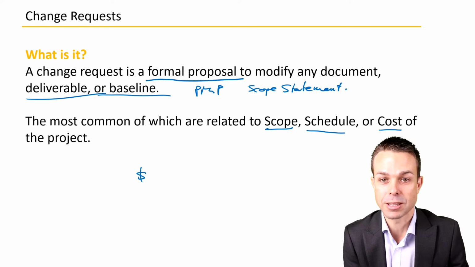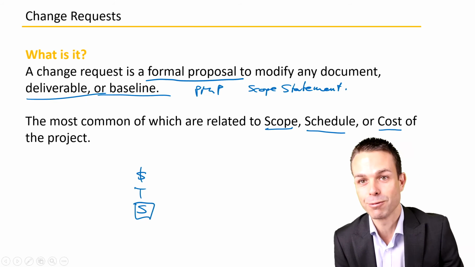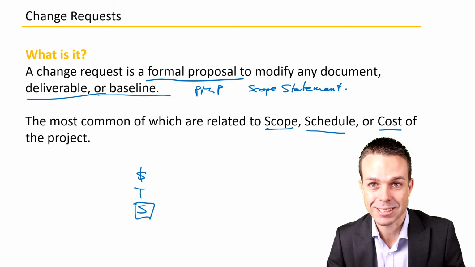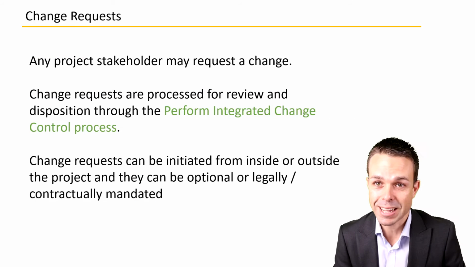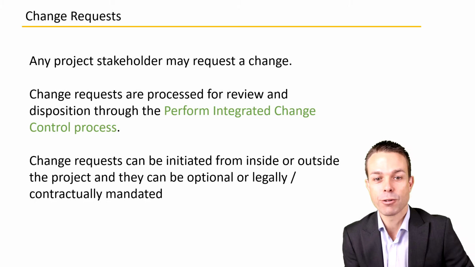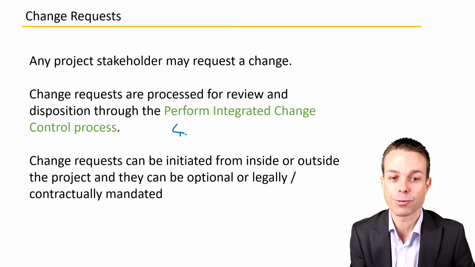So are we changing the dollars involved? Are we changing the time involved? Or are we changing the scope that we're delivering to be involved in our project? All of these will need a formal change request once a document or an item is baselined. Now, any project stakeholder may request a change. So change requests are processed for review and disposition through the Perform Integrated Change Control process. That's 4.6 in the PMBOK guide.